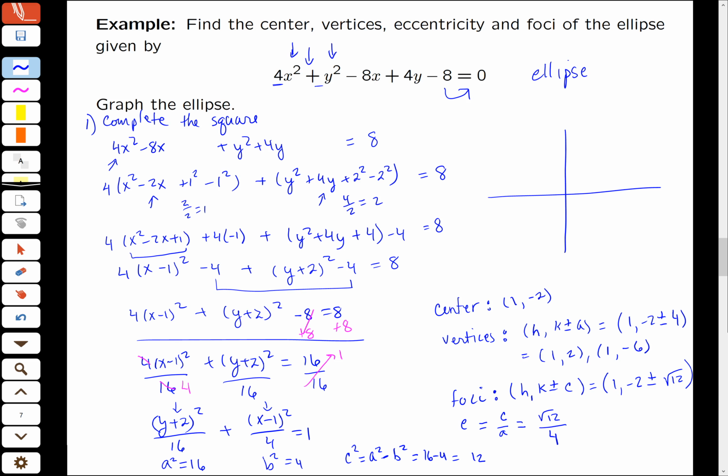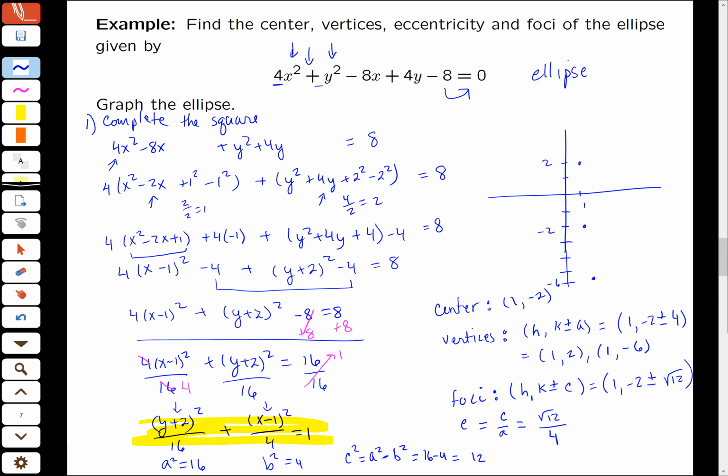The first thing, you go down and you look at your equation right here. And you just graph your center, which you know is going to be 1 and -2. You look under y, you have 16. So in the y direction, go up and down the square root of 16. What is the square root of 16? 4. So let's go up and down 4. 1, 2, 3, 4. That takes you up to 2. 1, 2, 3, 4. And down to -6.